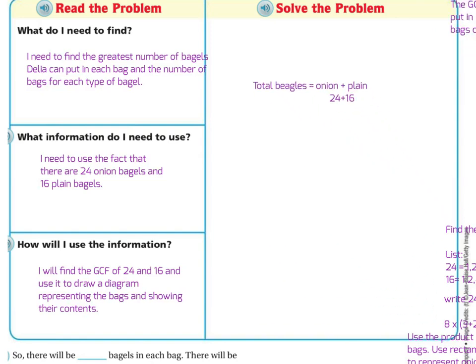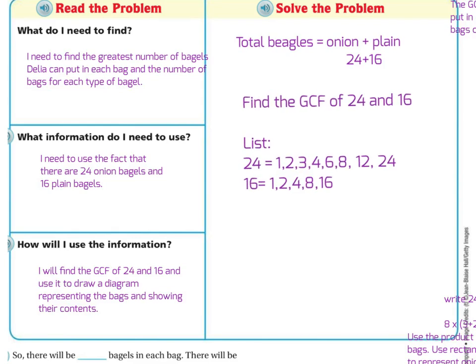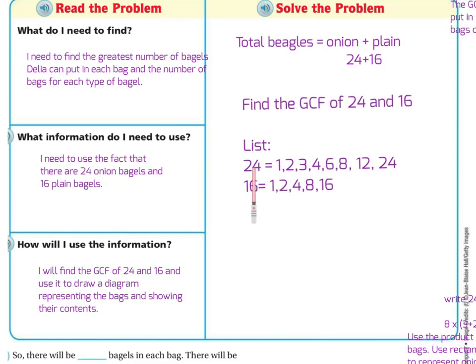First, I'm going to need the total bagels, which is onions plus plain. So that's 24 onions and 16 plain. Then I'm going to need to find the greatest common factor. A good way to do that is to simply do the list like we did before. So I listed out the factors of 24 and the factors of 16. They have a lot of things in common. They have 1 in common, they have 2, they have 4, and they have 8. But the greatest being 8. So the greatest common factor of 24 and 16 is going to be 8.